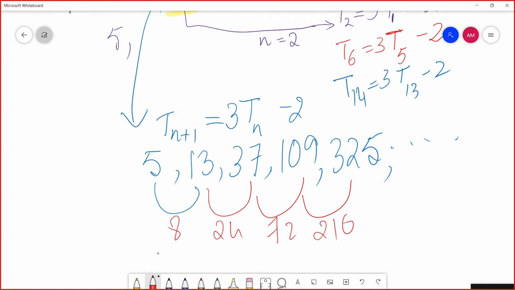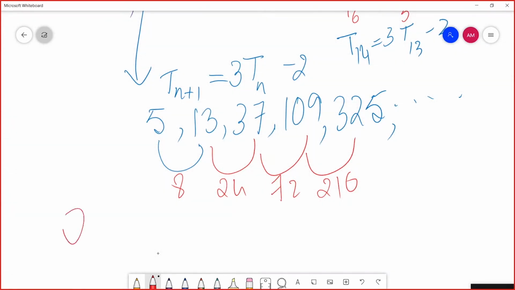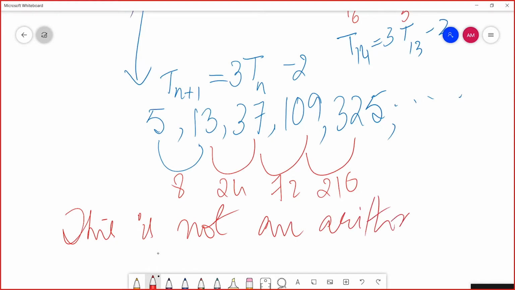So this sequence is not at all an arithmetic sequence. Why? Because the difference is not constant. So this is not an arithmetic sequence. Does it make sense to you? Yep. Good, very good.